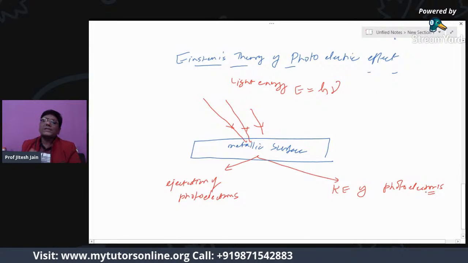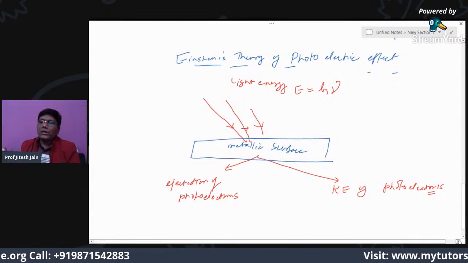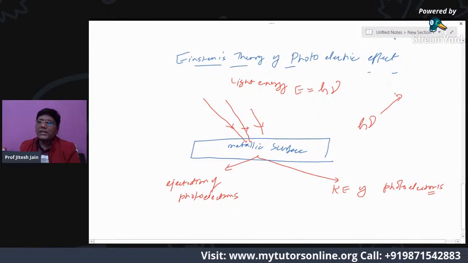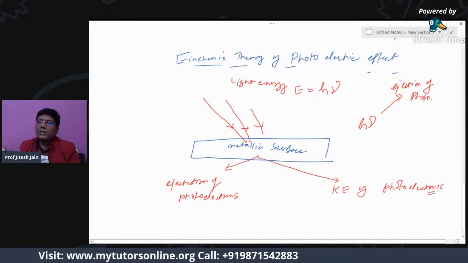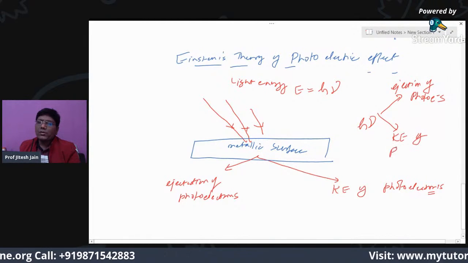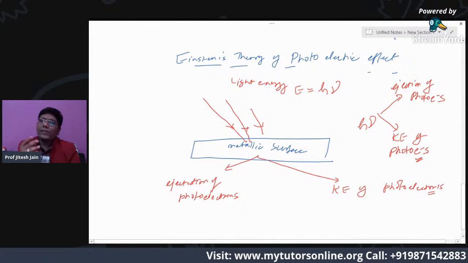In these two parts, this particular h nu is going to divide. So this h nu is going to divide into two parts. One is the ejection of the photoelectrons, right? And the other part is what? Kinetic energy of the photoelectrons. In these two parts, the energy is going to divide.